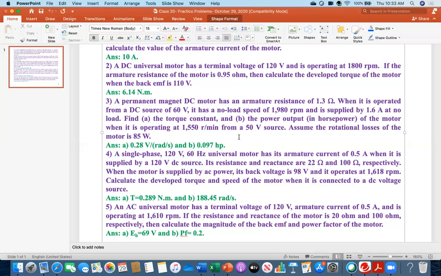For number 4, is the omega DC equal to 188.45? Yeah, that's right. Oh, okay, I got you. That in green color, I have written part B. That is the answer. Let me write down that this is the speed. Now I wrote speed equal to 188.45 radian per second.